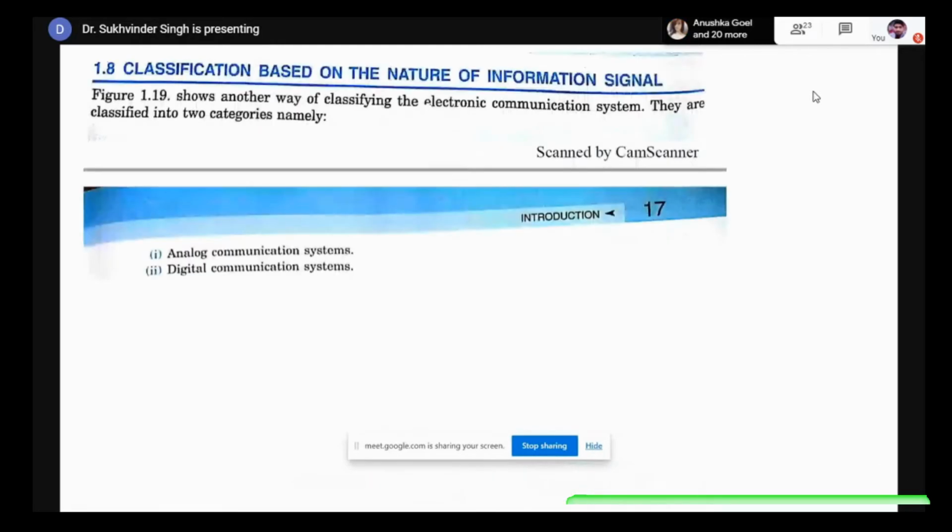Classification based on the nature of information signal. We know we can have two types of signals, analog and digital signal, and due to the two types of signals, we can have four different types of communication systems: analog signal to analog signal communication, digital to digital communication system, analog to digital communication, and digital to analog communication system.